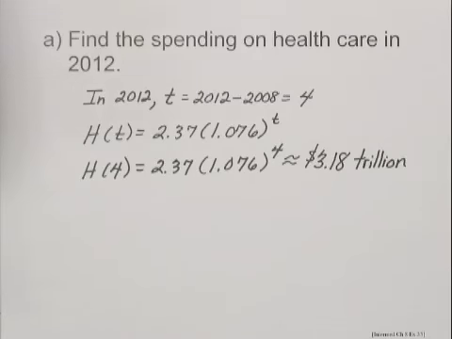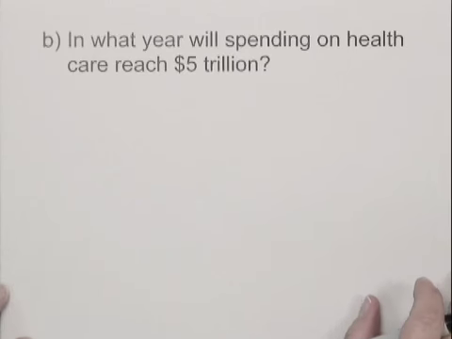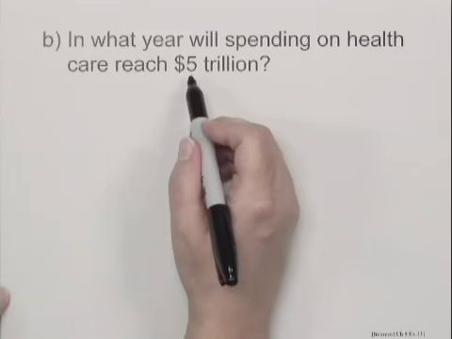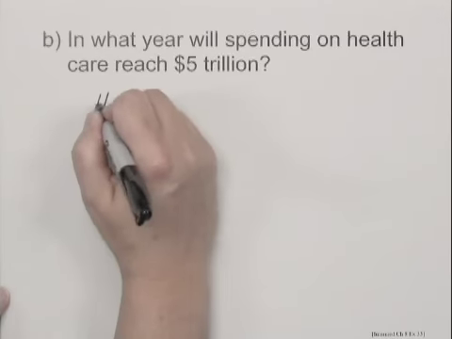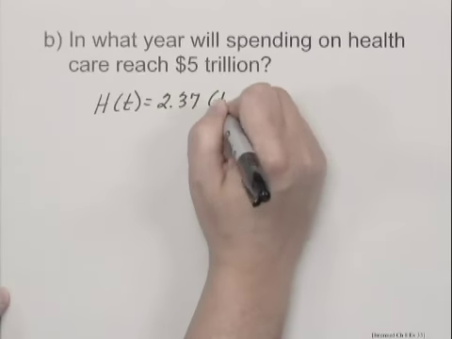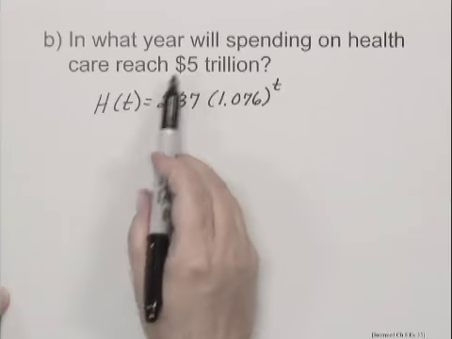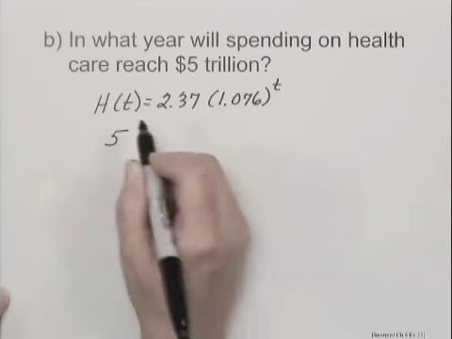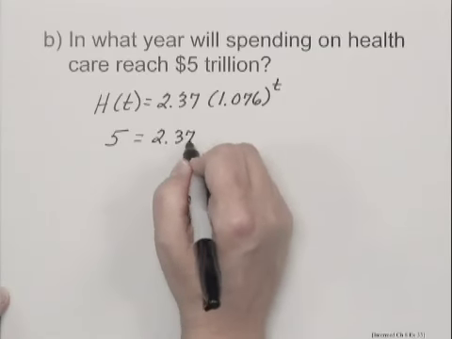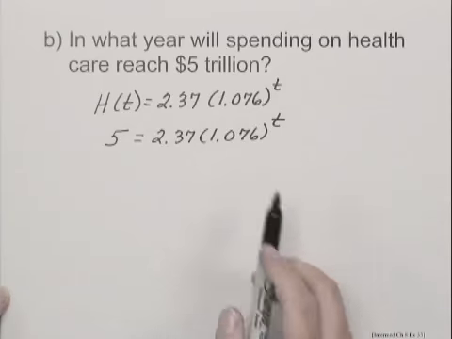The second question we're asked: in what year will spending on health care reach $5 trillion? Well, h of t is in trillions of dollars, so we would let 5 be h of t. And let's write our expression again. H of t is 2.37 times 1.076 to the tth power. So we substitute 5 for this because 5 isn't the year, it's the spending on health care. 5 equals 2.37 times 1.076 to the tth power, and we need to solve for t.